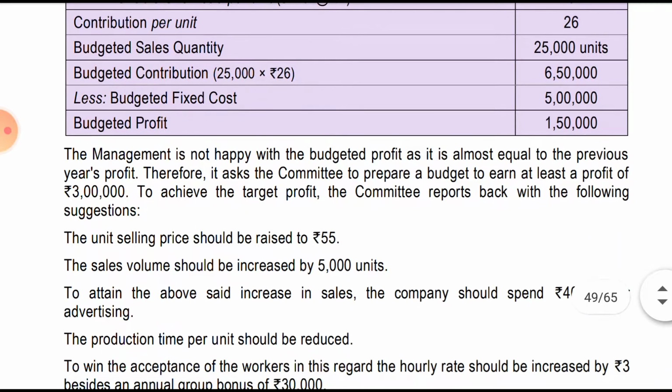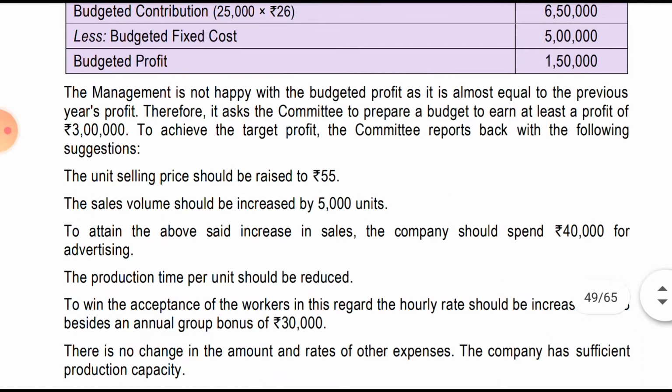The management is not happy with the budgeted profit as it is almost equal to its previous year profit. So the profit is equal to the previous year, they actually wanted more. Therefore it asked the committee to prepare a budget to earn at least a profit of 3 lakh. To achieve the target profit, the committee reported back with the following suggestions.